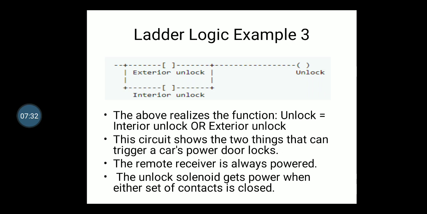And we will get an unlock, right? I am reading it. The above realizes the function: unlock is equal to interior unlock OR exterior unlock. It means any one unlock will do, right? This circuit shows the two things that can trigger a car's power door lock. The remote receiver is always powered. The unlock solenoid gets power when either of the contacts is closed. So if any one of the contacts is closed, the solenoid gets unlocked. Okay.